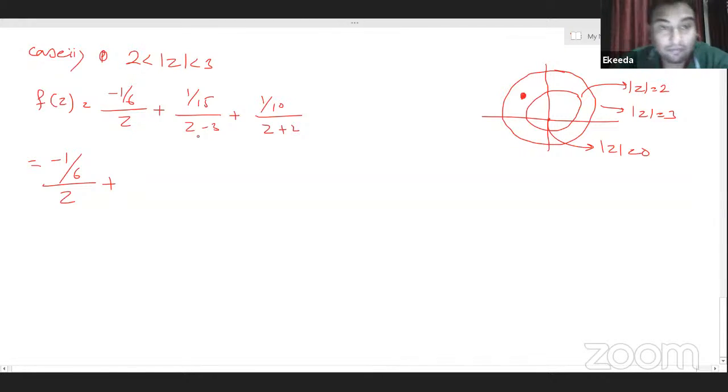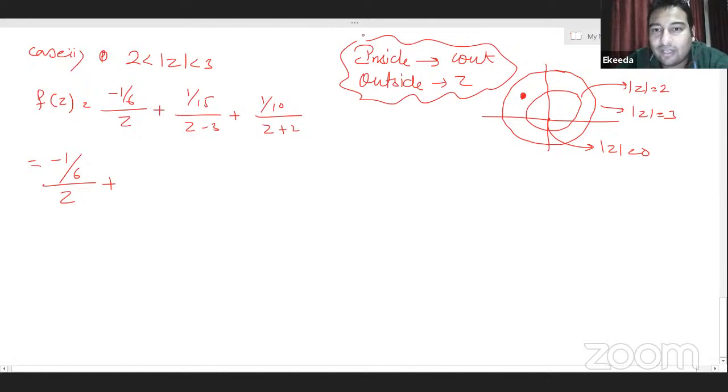Inside, yes, perfect, Deepak, perfect. See here, z minus 3. This is your point. This is inside the circle |z| = 3, and this point is outside the circle |z| = 2. Now it's clear. What is the note? If it is inside, we're going to take the constant common, and if it is outside, we're going to take z common. So this note is very clear.